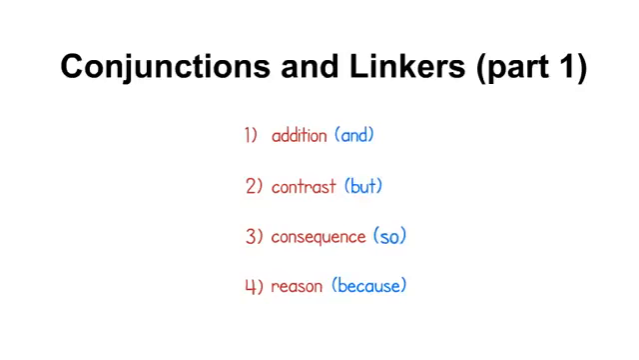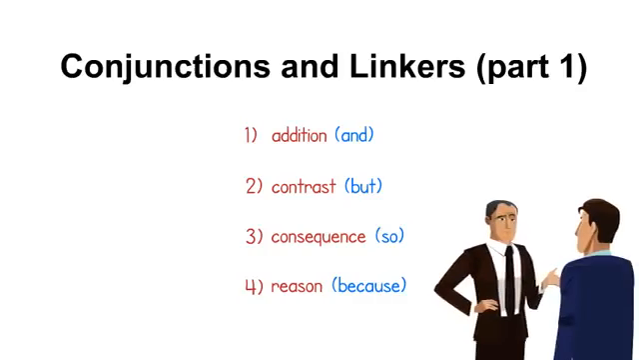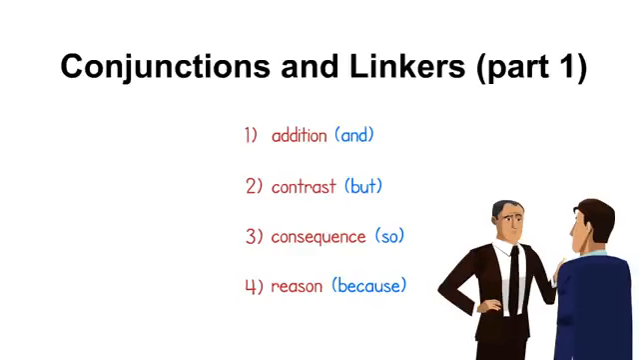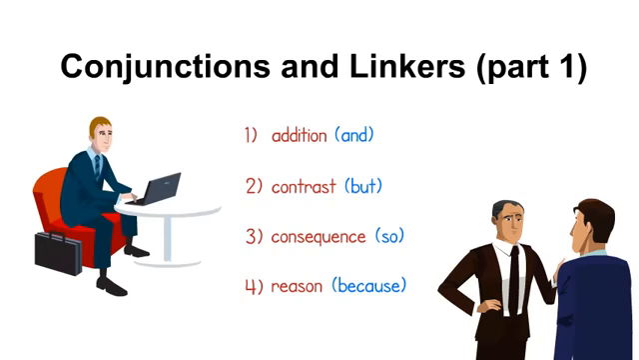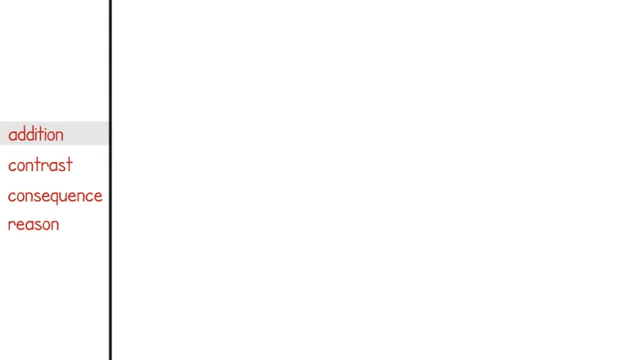And, but, so, and because are fairly informal words. While these are okay in speaking, for academic writing you may need to choose alternatives to make it more academic, more varied, or more sophisticated. Let's look first at addition and alternatives to the word and.